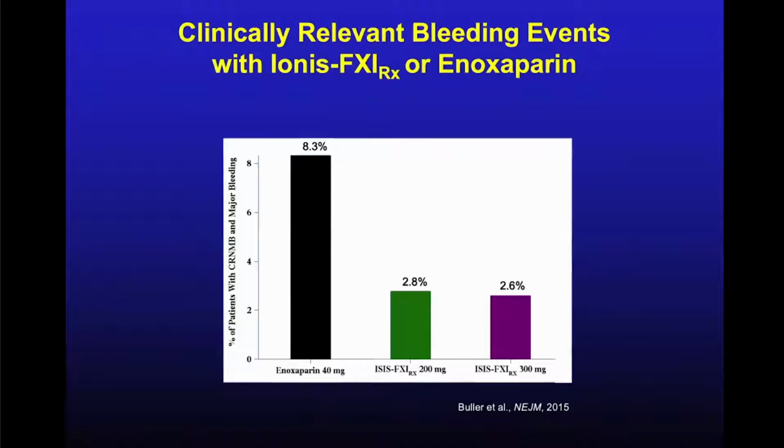Here is the combination of clinically relevant bleeding, major and clinically relevant non-major bleeding, which occurred in 8% in most studies, about 6% with enoxaparin. But clearly, even with the 300 milligram, there was no indication that these very effective doses were associated with an increase of post-operative bleeding. Again, I remind you of the fact that this was a factor XI concentration during and, of course, in the post-operative period.